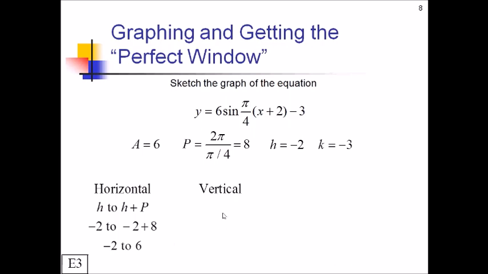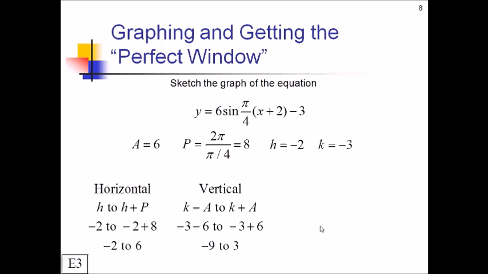We said that was from the midline minus the amplitude to the midline plus the amplitude. We have a midline that we wrote out of -3, so I'm going from -3 minus 6 to -3 plus 6. So from -9 to +3. So let me draw some grid lines now.